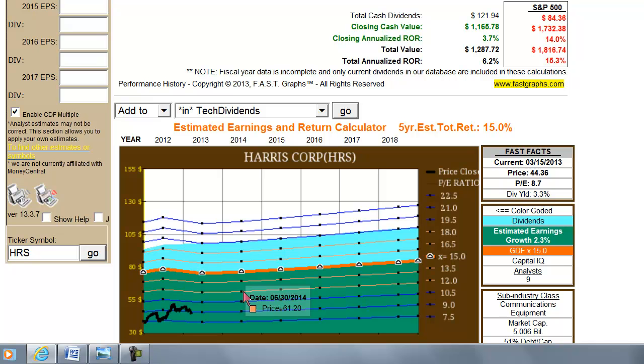Otherwise, we're looking at buying a stock that's trading at around 8 or 9 times earnings, which would mean that we could expect to get maybe 2 to 4% growth and a 3.3% dividend. And that's kind of our margin of safety calculation. If we're willing to accept that, then we might want to make a position in Harris.